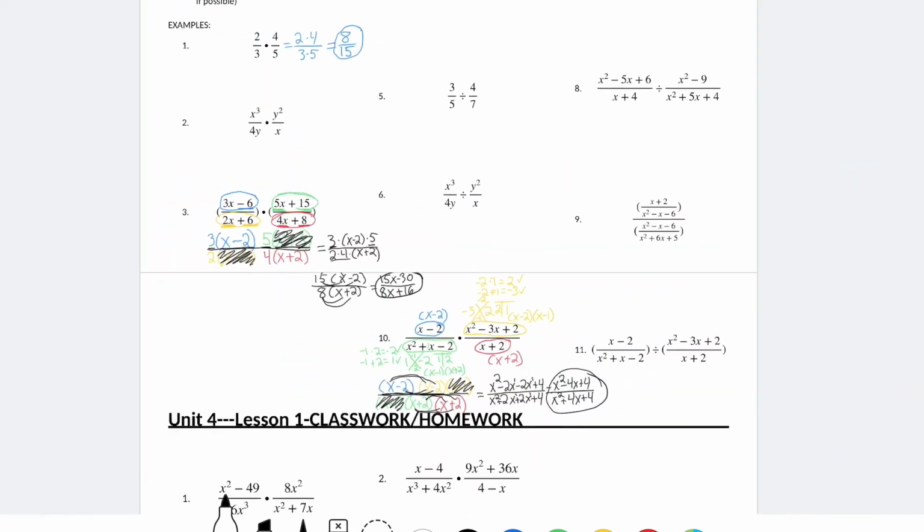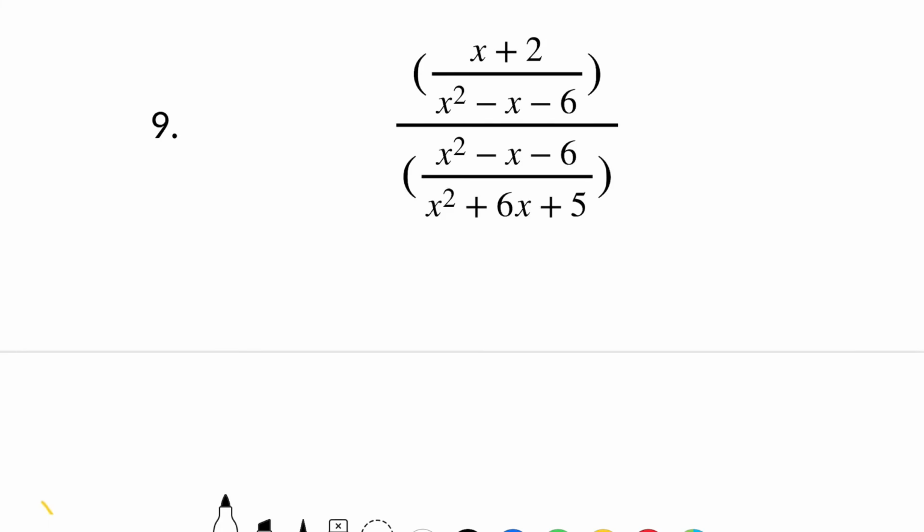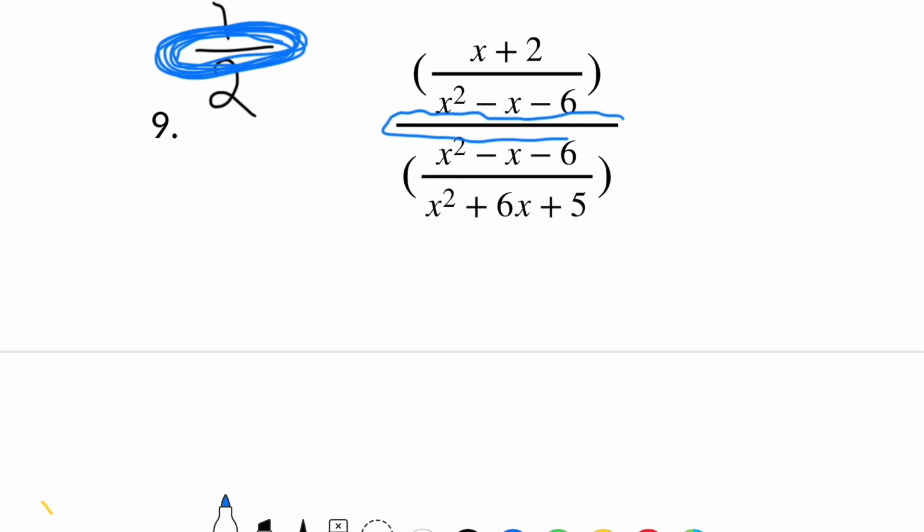So lastly, we have number 9. When we have division, we have one extra step involved. If I just gave you a fraction, let's say 1 over 2, what does this fraction sign mean? Division. So if I wanted to rewrite this original problem for number 9 without using the middle fraction line, what would it look like?